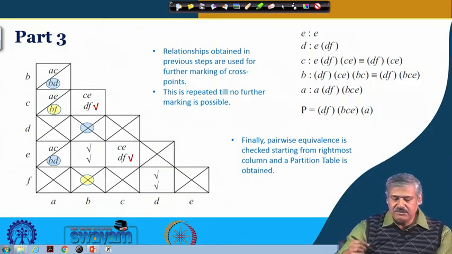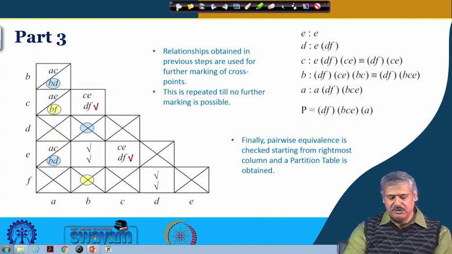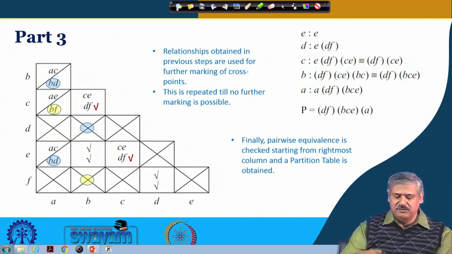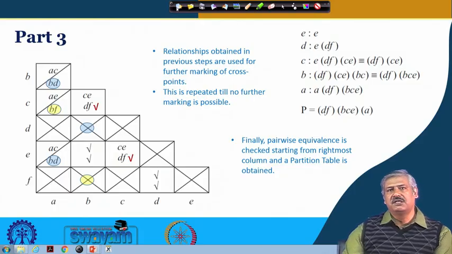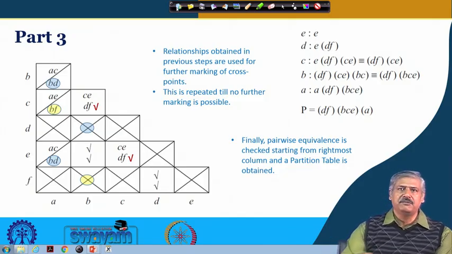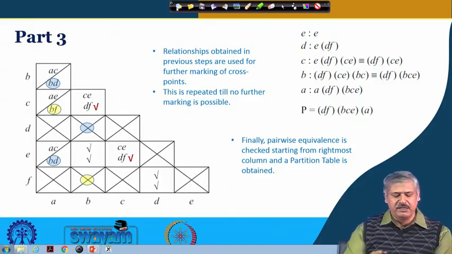So now what do we do next? We proceed further if there is a possibility of marking more crosses and more ticks. Okay, but we can see that after this, for this particular example, there is no further iteration required. Otherwise, we would have continued. Okay, we would have continued from the previous step to the next step with a number of such passes by exploiting the relationships that are emerging in every pass. Is it fine?